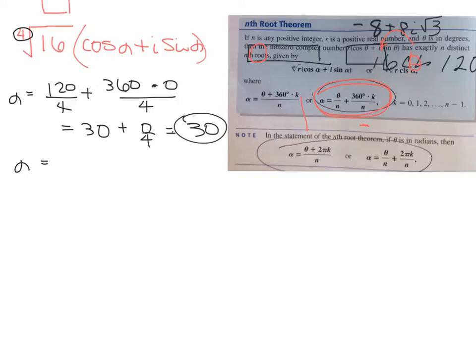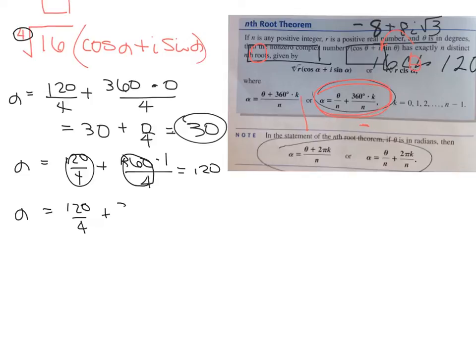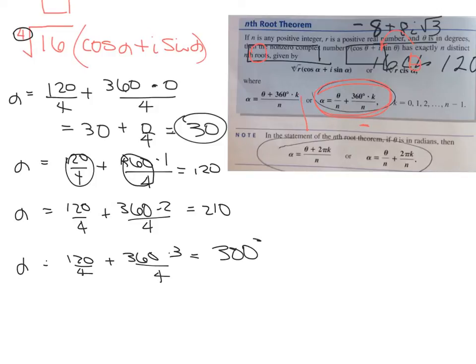Now when k is 1, we do the exact same thing, 120 over 4 plus 360 times 1 over 4, and that will give me a 120-degree angle. Okay, because this will be 30, and this will be 90, and 90 plus 30 is 120. When k is 2, we get, again, 120 over 4 plus 360 times 2. So notice the only thing that changes is k, and that's 210. When k is 3, we get, again, 120 over 4 plus 360 times 3 divided by 4 is going to give me a 300 degree. So my alpha is going to be 4 different angles here.